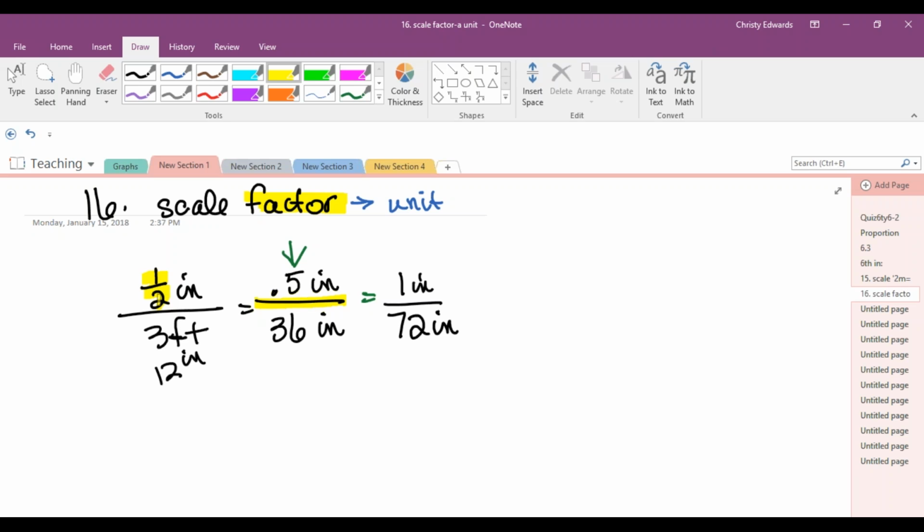0.5 over 36 in my calculator, divided by 36, gives me 0.0138888. If I actually divide this in my calculator, I get 0.0138 forever. If I divide this one, 1 divided by 72, I get the same thing, 0.0138888 forever. So if they are the same, this is a nicer looking answer, not leaving the decimal mixed into this fraction.